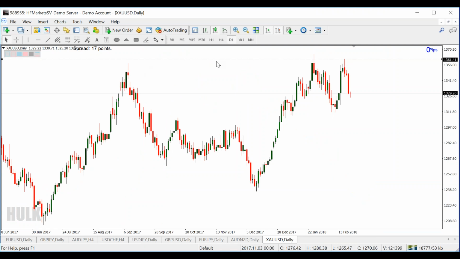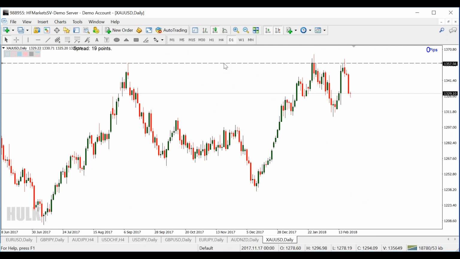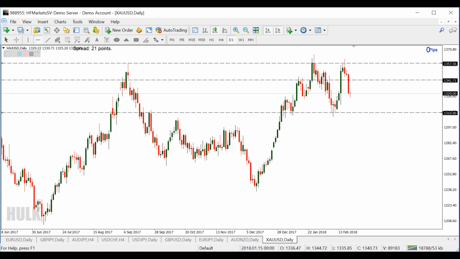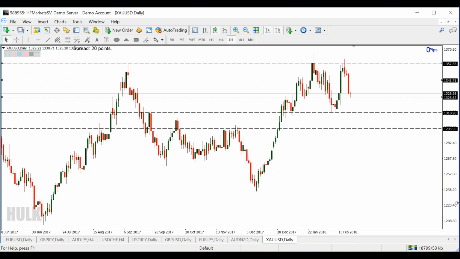Okay, let's draw the support resistance area. Okay, support. Yes, resistance. Okay, more or less like this.